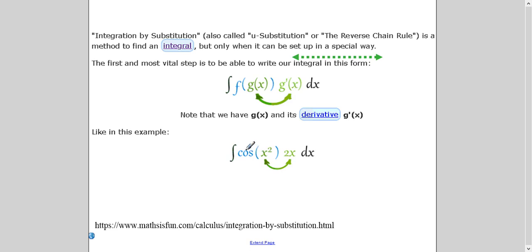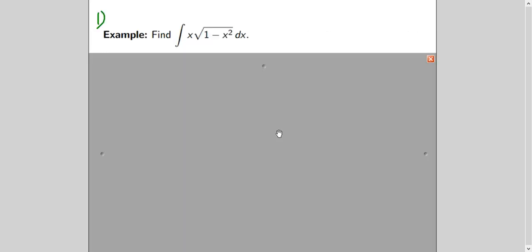For example, you are given cos x square into 2x dx. If you differentiate x square, the answer will be 2x, which is present in this integral, then you can apply integration by substitution. So let's go to the example to exactly see how it works.